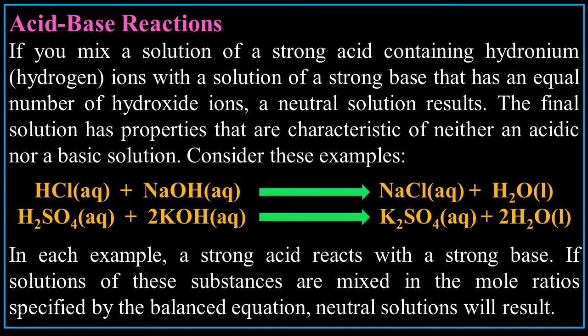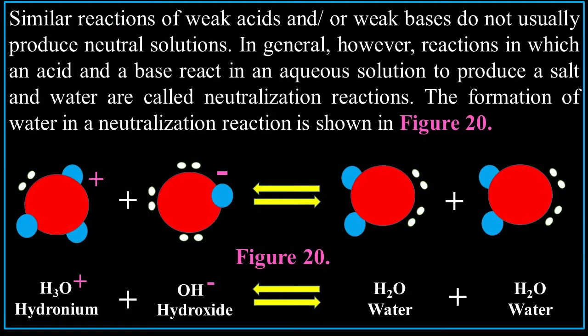Consider these examples. HCl plus NaOH yields NaCl plus water. H2SO4, sulfuric acid, plus 2KOH yields K2SO4, potassium sulfate, plus 2H2O. In each example, a strong acid reacts with a strong base. If solutions of these substances are mixed in the mole ratio specified by the balanced equation, neutral solutions will result. Very important when you talk about buffers.